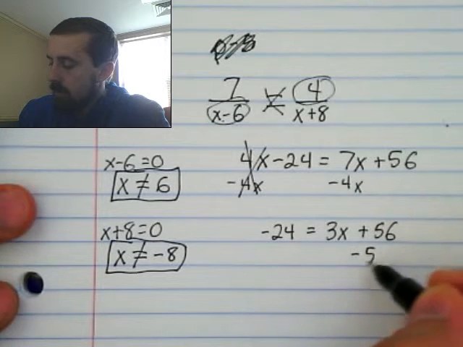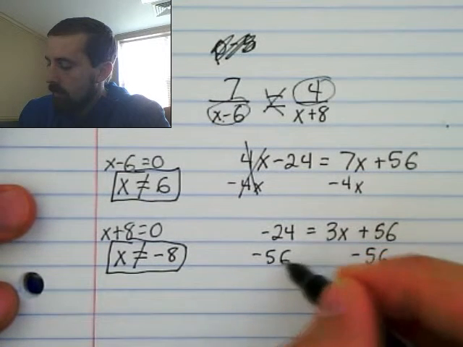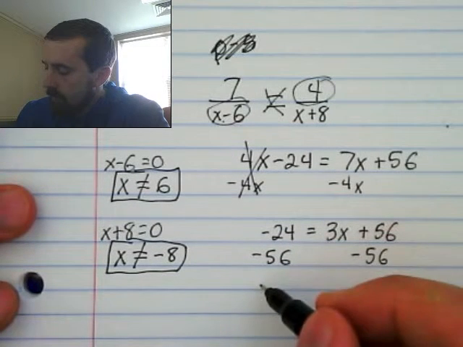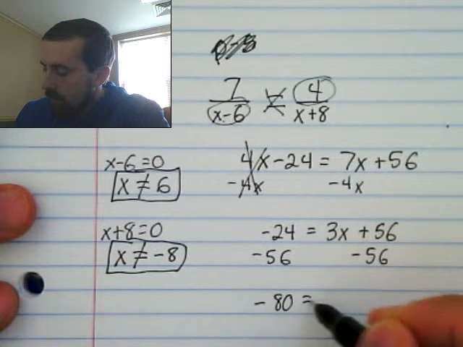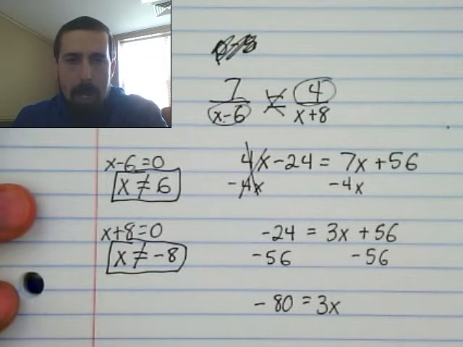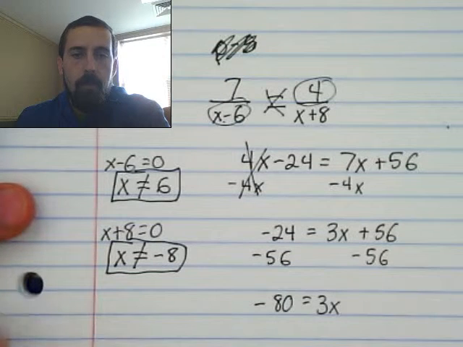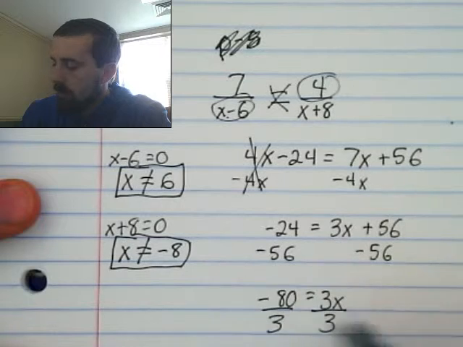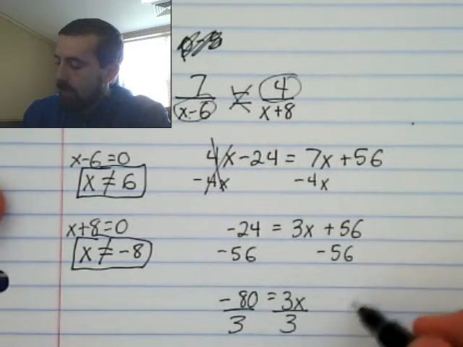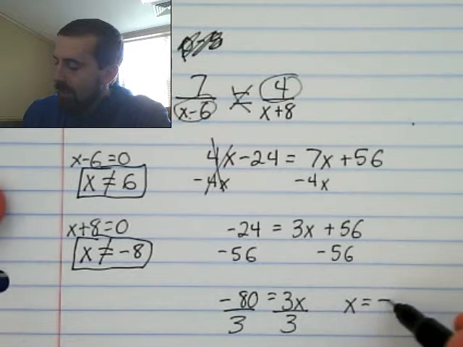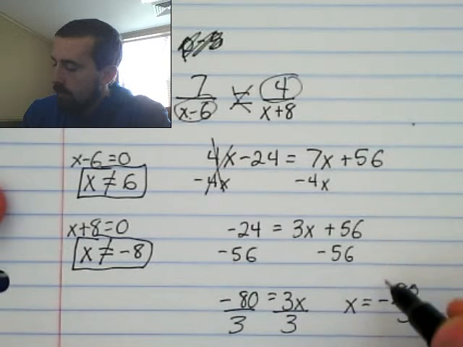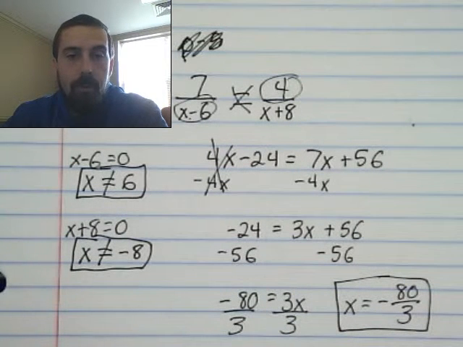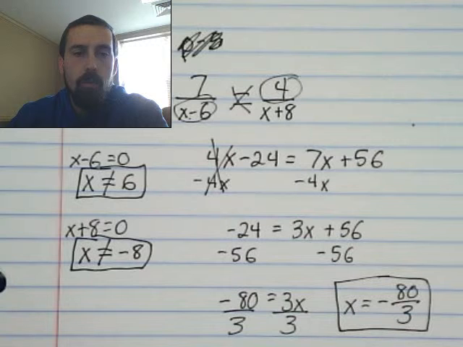I need to get rid of this 56. So I'm going to minus 56, minus 56, and that's going to give me, what's 70, 80? It's going to give me negative 80 equals 3x, right? And then from there, I'm going to divide by 3, divide by 3. So I know that x equals negative 80 over 3. That's what my x has to equal here. It has to equal negative 80 over 3.